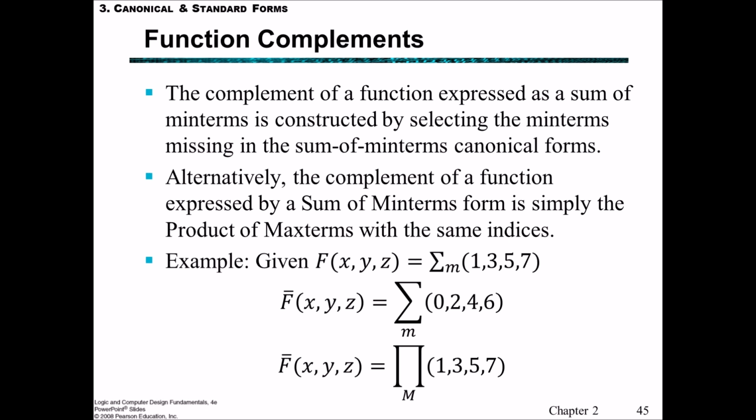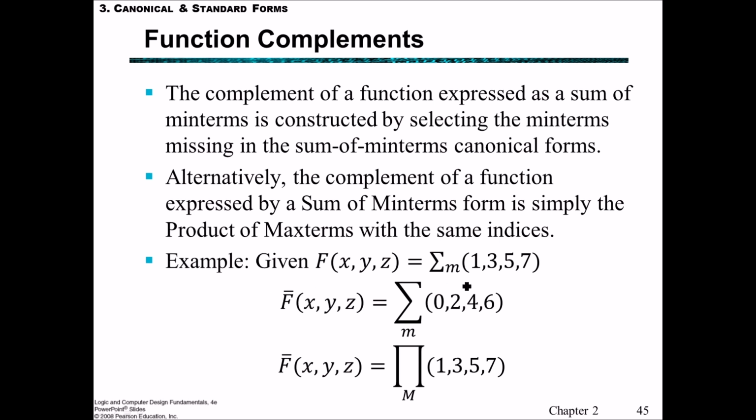We can have the complement of a function expressed as the sum of the minterms, and we construct this by selecting the minterms that are missing from the sum of minterms. So I did mention that before as well, just look for the in-between ones that are missing in these indices in the canonical form. Alternatively, the complement of the function expressed by the sum of the minterms is simply the product of the max terms with the same indices.